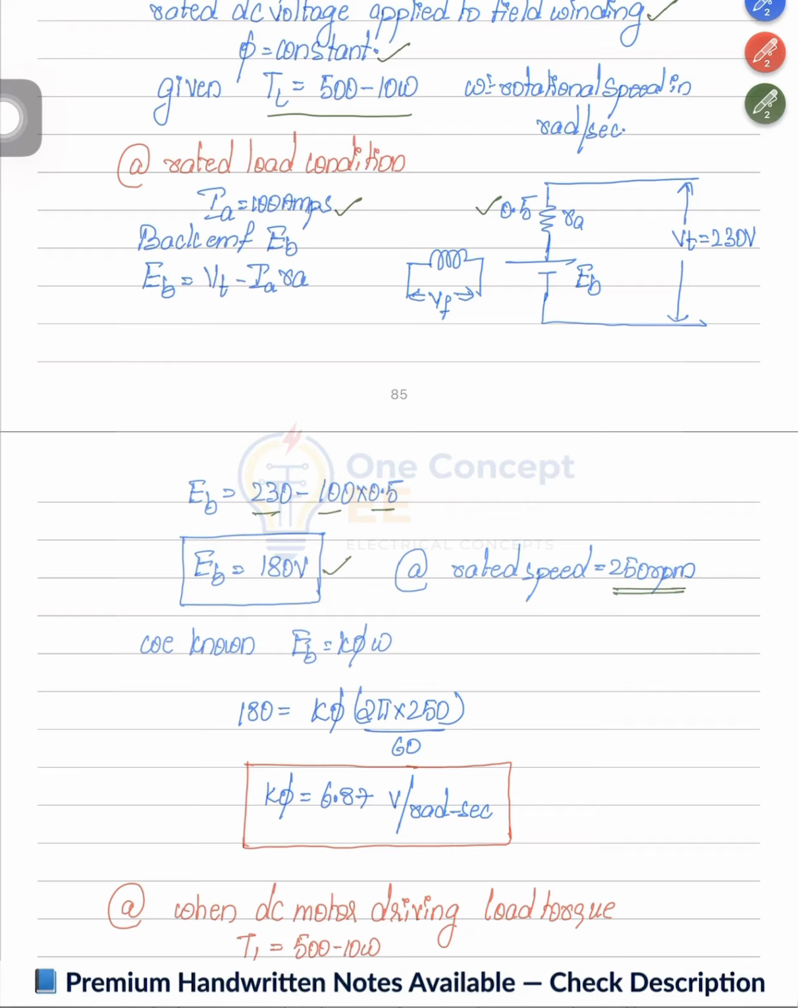We already know Eb equal to K phi omega. We already decided flux is kept constant, so K phi will be constant. By substituting omega equal to 2 pi Ns by 60, I found K phi equal to 6.87 volt per radian per second.